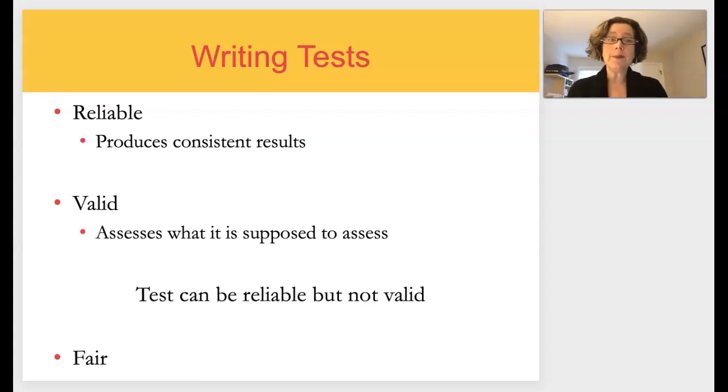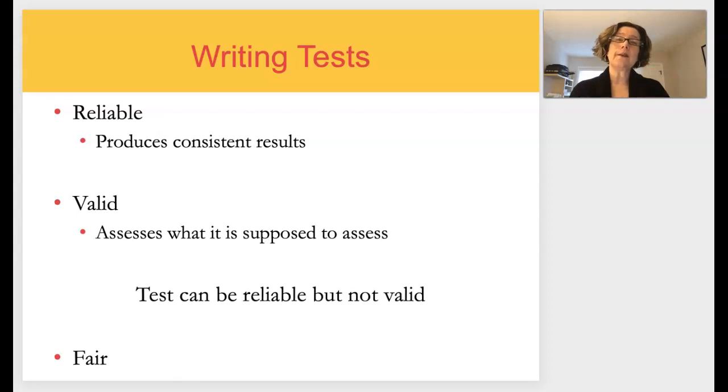So we need to be thinking about when we're writing tests that tests are reliable, that they are valid, and that they are fair. So let's unpack those a little bit. Reliability is the extent to which an assessment produces consistent results, or they can be reproducible. They should be stable. They should be dependable, and they should be relatively free from errors. So if there's a question that every student is getting wrong, you probably want to evaluate that particular question.